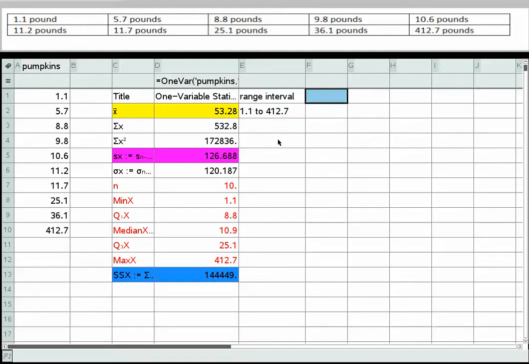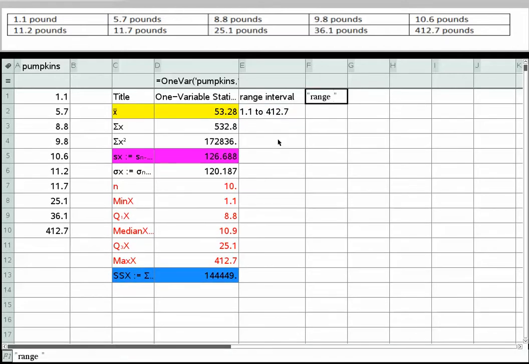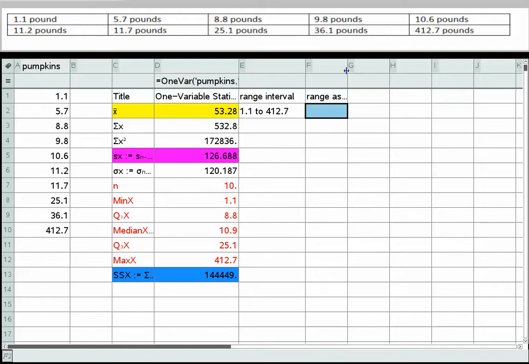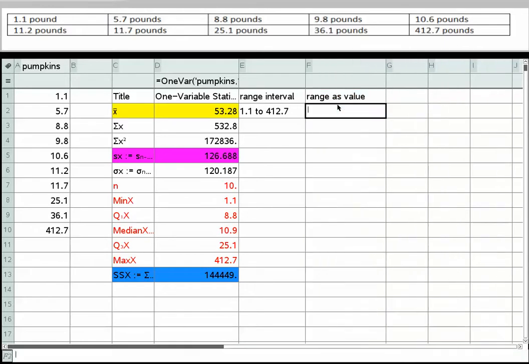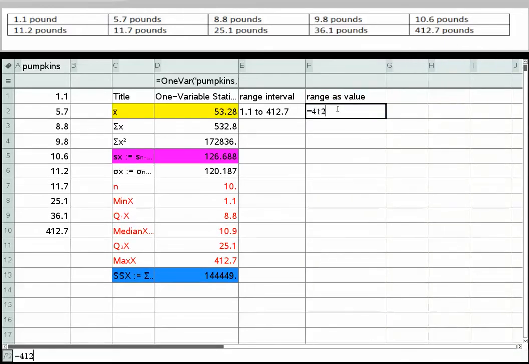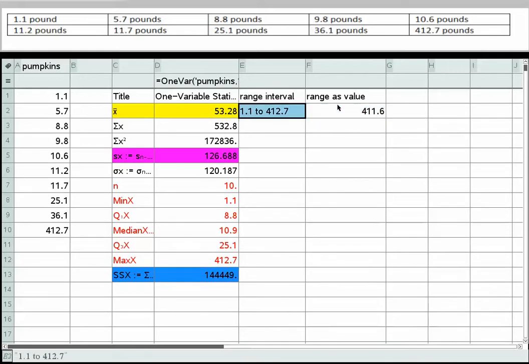If we wanted to talk about range as a value, we would have to actually do the difference of those two. The range as a value is going to be the difference between this 412.7 and that 1.1. That's the range as the value.